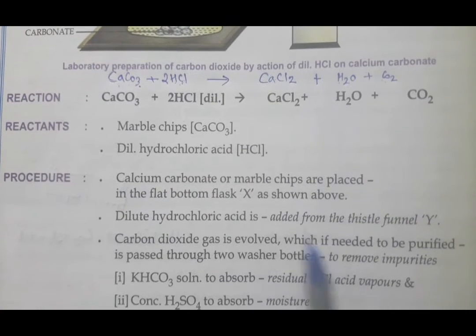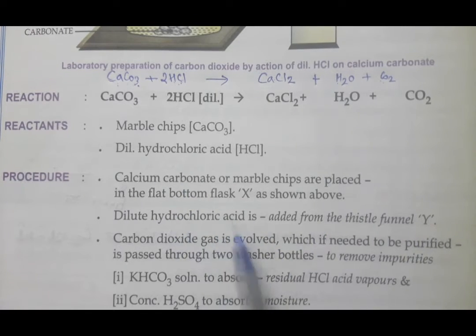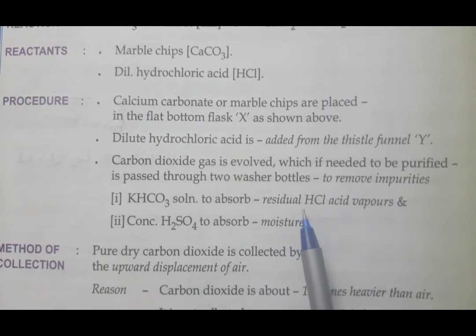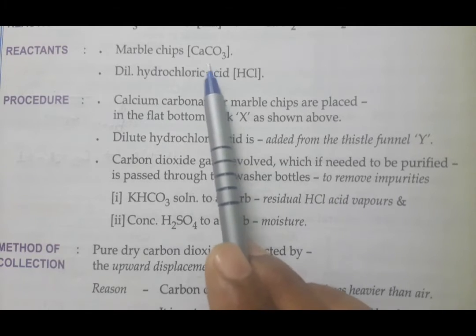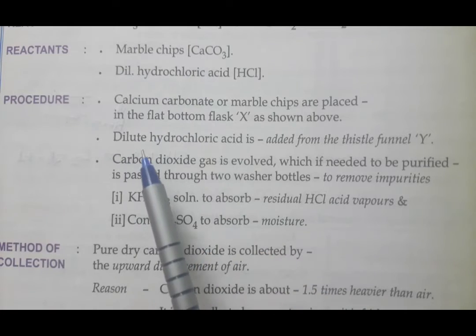The procedure I have already explained, no need to go through this. In the conical flask we will keep what? Calcium carbonate. From the thistle funnel, what are you going to pour? Hydrochloric acid. And do remember, during this process, there are some impurities present in calcium carbonate. You never get calcium carbonate in the pure state. It contains some impurities.